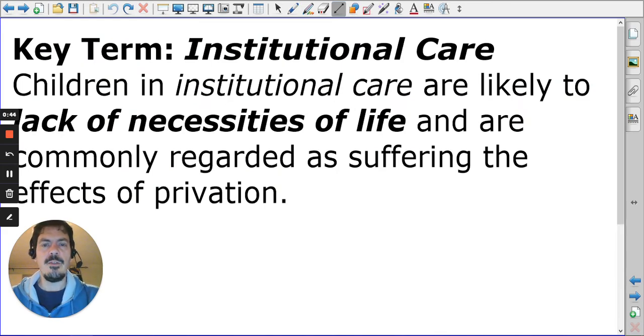First of all, we're going to talk about institutional care. With institutional care, we see that these children lack the necessities of life. And if you went back to my privation definition, you'll see that lacking the necessities in life was what privation was about. So we would expect that a child that grows up in an institution is likely to suffer from the effects of privation.